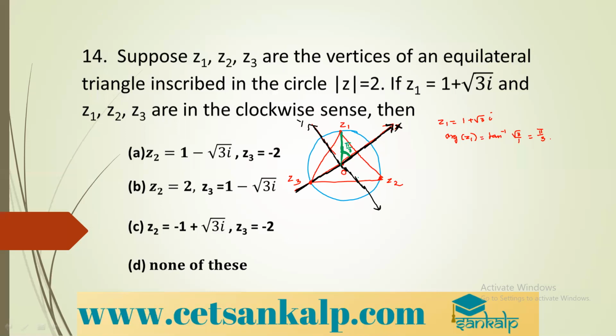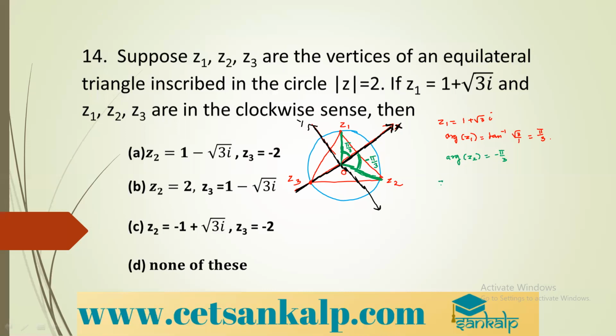Now, if I want argument of Z2, argument of Z2 is exactly opposite to Z1 in the fourth quadrant. So it will be minus pi by 3. I can write argument of Z2 will be minus pi by 3.